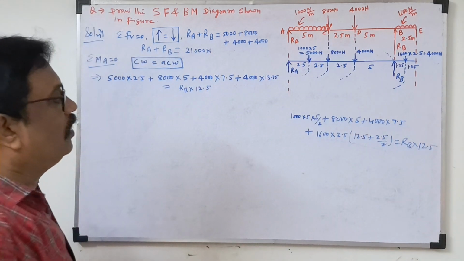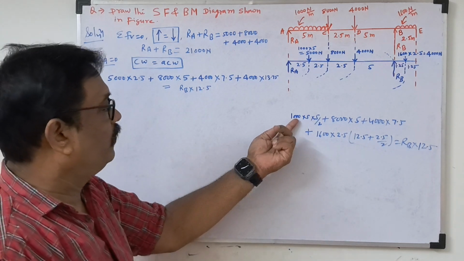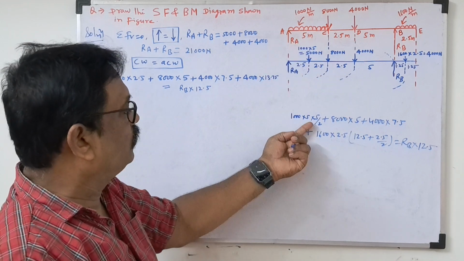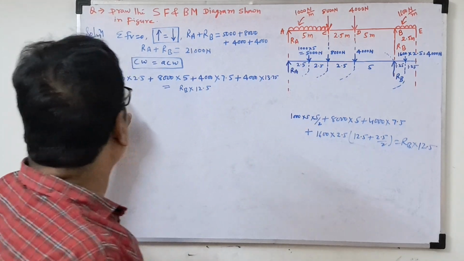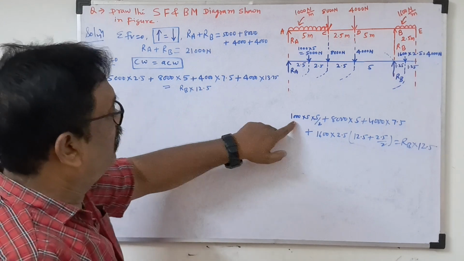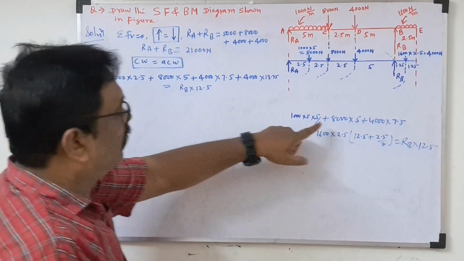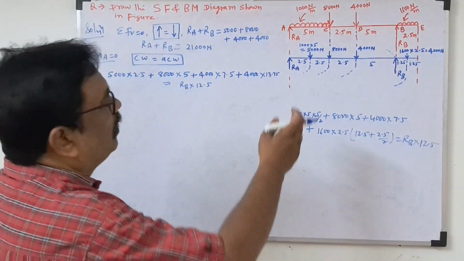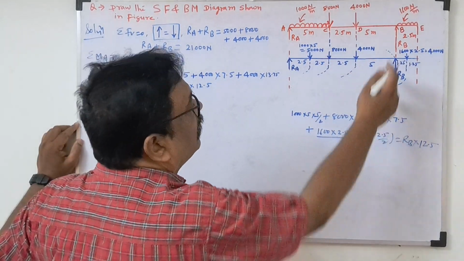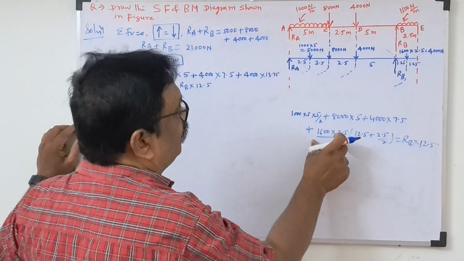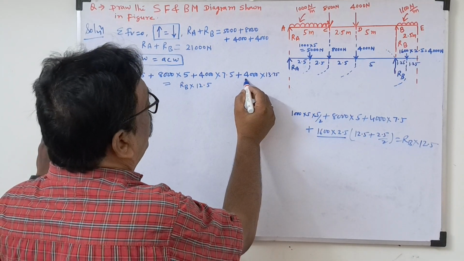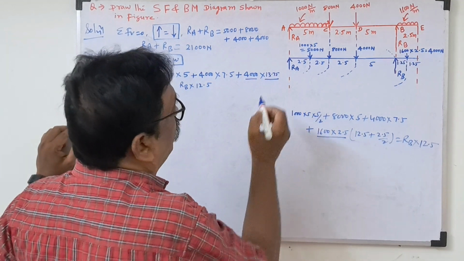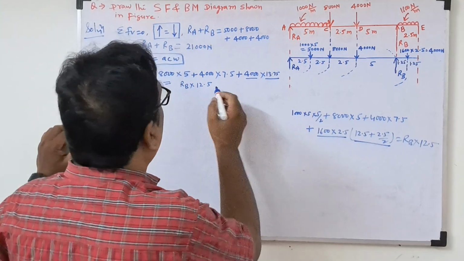If you do not draw load diagrams, you have to take it like this. See, 5 into 5,000 is the load, then half distance we have to take for the UDL. So here I have taken 5,000 into 2.5, 8,000 into 5, 4,000 into 7.5, because this is a point load. So all converted to point loads. Now this is a UDL again: 1,600 into 2.5 is the load. This is 4,000, 12.5 plus 1.25, 13.5, will be RB into 12.5.